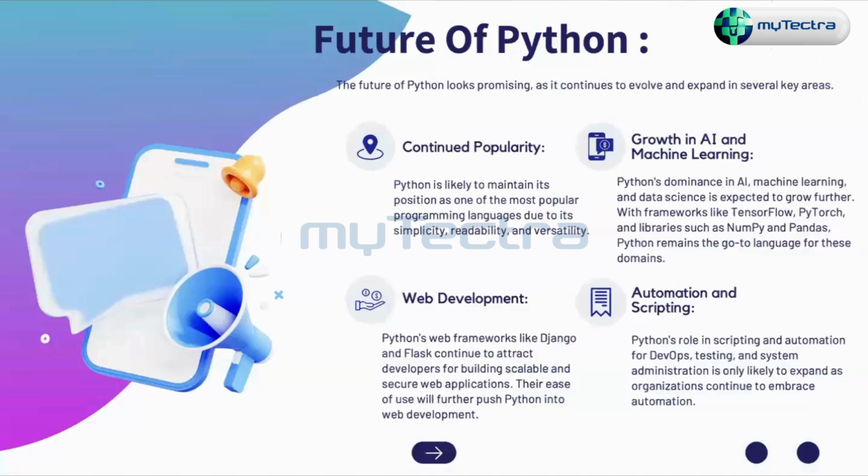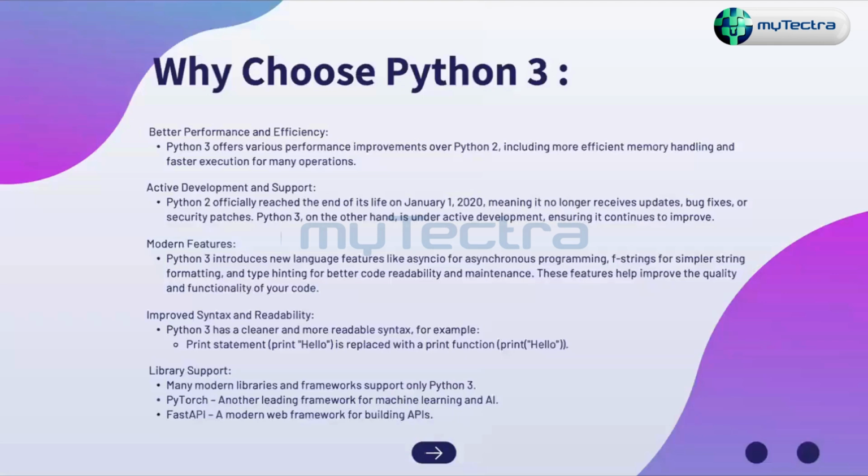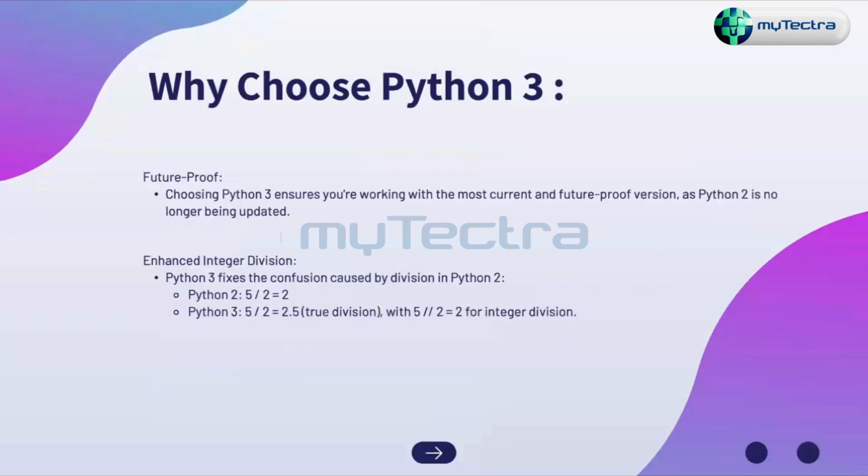Next was the future of Python, where we have seen the different areas where Python is doing great or having the most dominance. There we have discussed AI, machine learning, web development, and scripting, right? Performance enhancement, synchronizations. These are the few things we discussed yesterday, along with why we have chosen Python 3. Python 3 is currently getting updated if we compare it with Python 2. That's why we are going with Python 3.